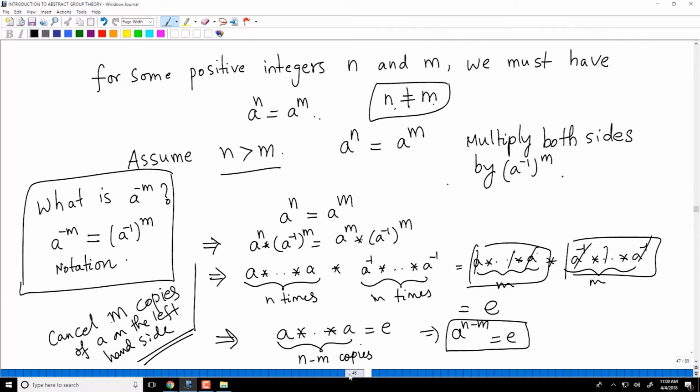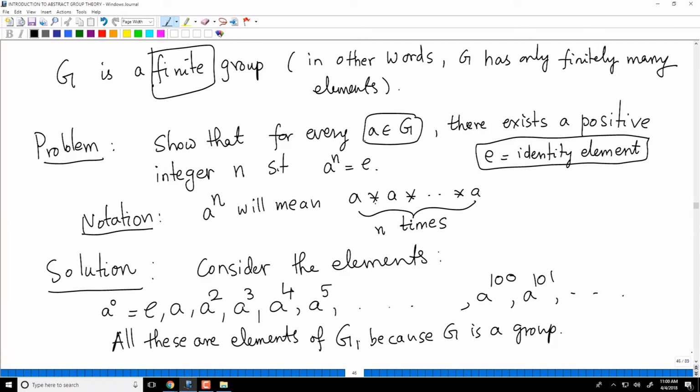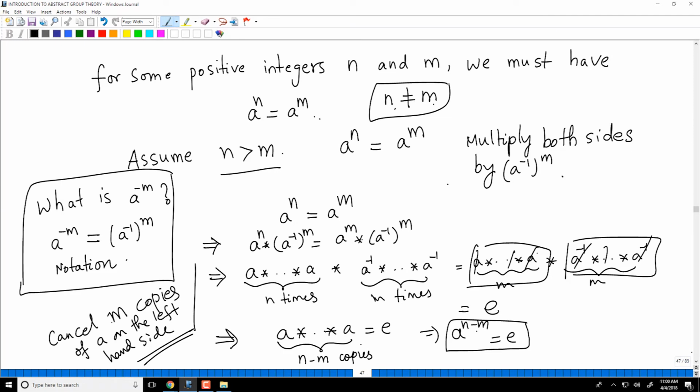Okay. Let us go back and see what the problem asked us to do. The problem asked us to show that, given an arbitrary element of the group, there exists a positive integer n such that a power n is e. Did we get that? Yes, we got that, because n minus m is a positive integer, by the assumption that n is strictly more than m, and we did get a positive integer such that a power that is e. So, we have solved the problem.